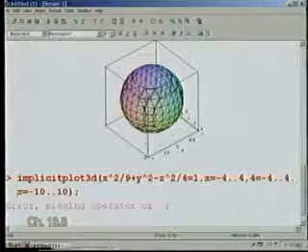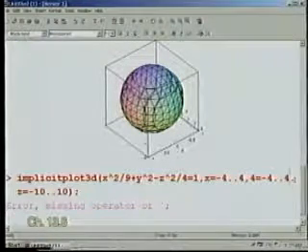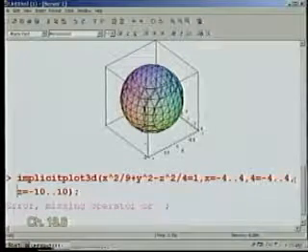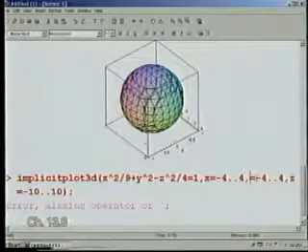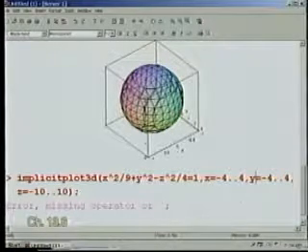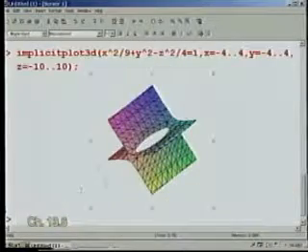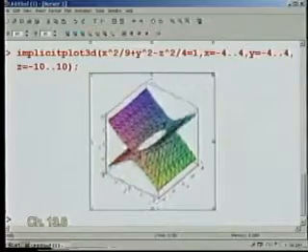Whoop. It's telling me I'm missing, now let's see, a comma here instead. Okay, so I've got x equals... Oh, here's a mistake. It's y equals. Y equals -4 to 4. Z equals -10 to 10. All right, let's click on it. I'm going to put an axis there.